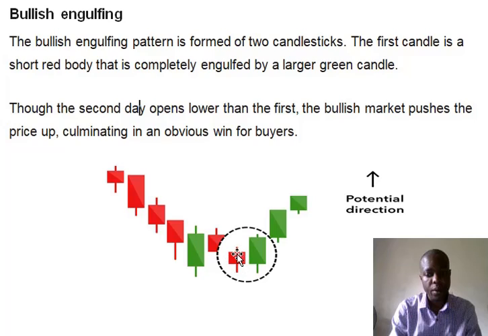The first candle is a short red body that is completely engulfed by a larger green candle. As you can see, the large green candle will close above the short red candle. We call it a bullish engulfing candle. This also signals bullish trends, upward trends.